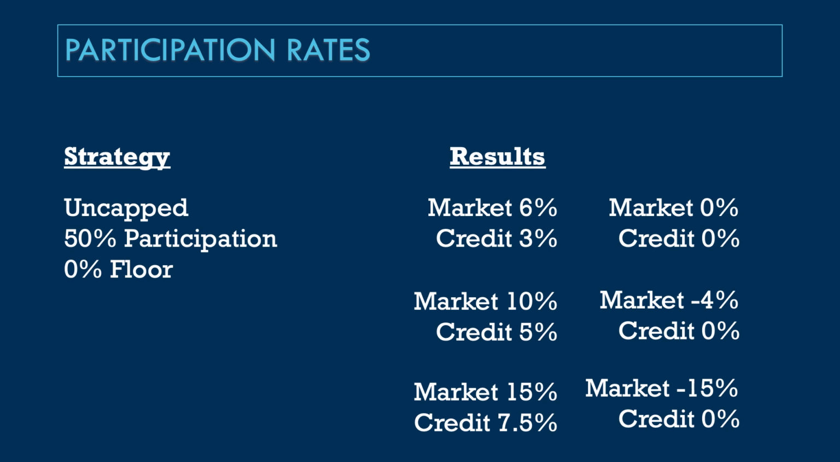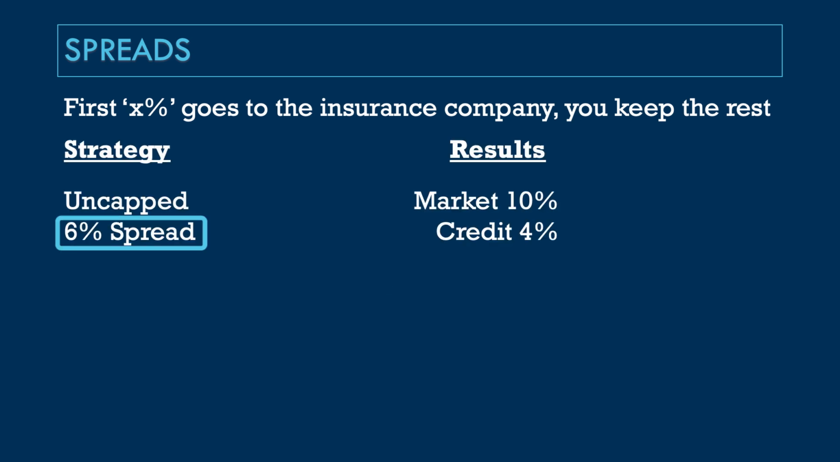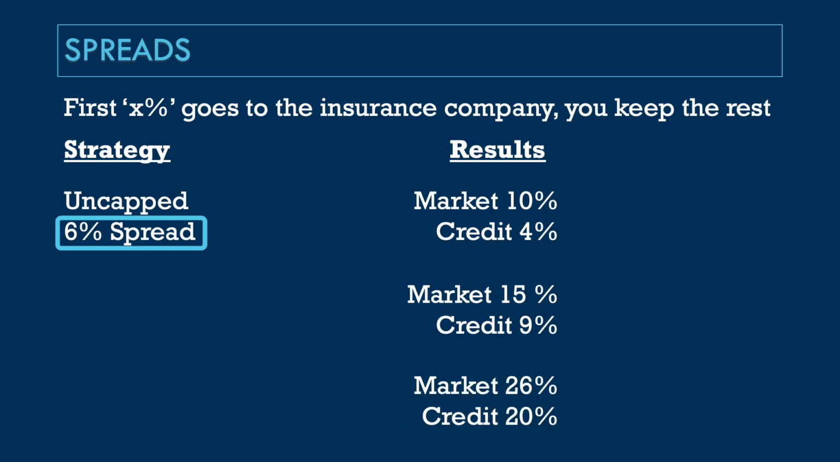The last strategy, which is less common but you might see in some IUL products, is the spread strategy. In this strategy, there is no cap, but the insurance company takes a percentage off the top. Let's say 6%. So if the market grows by 10%, the insurance company keeps the first 6% and you get the remaining 4%. If the market grows by 15%, you will get a 9% credit after the 6% spread. And if the market grows by 26%, you get a 20% credit after the spread.